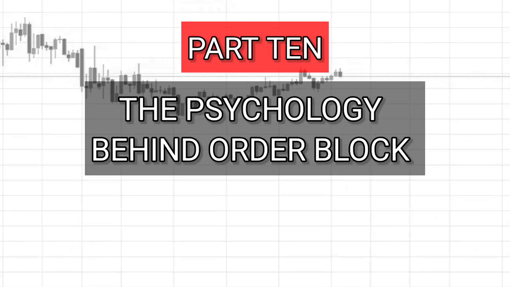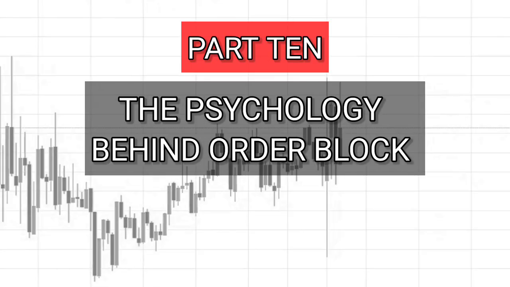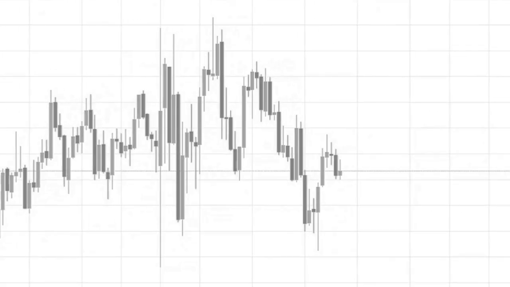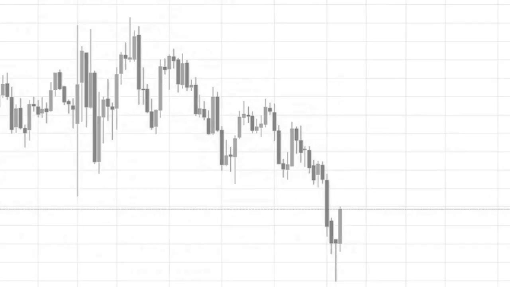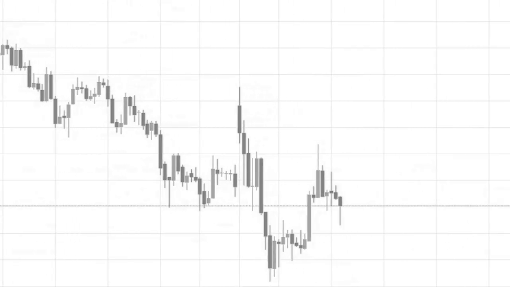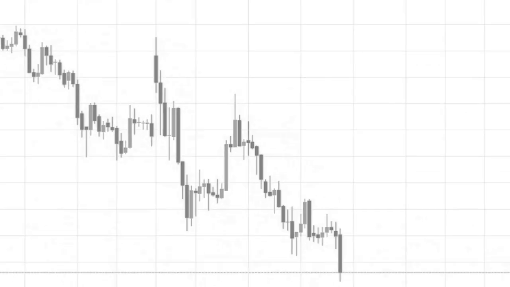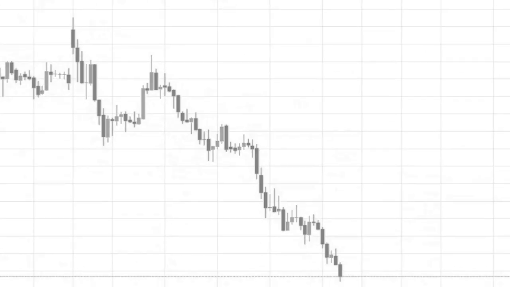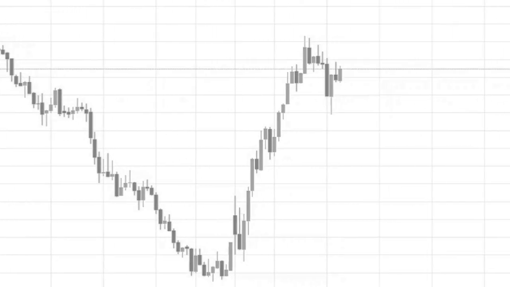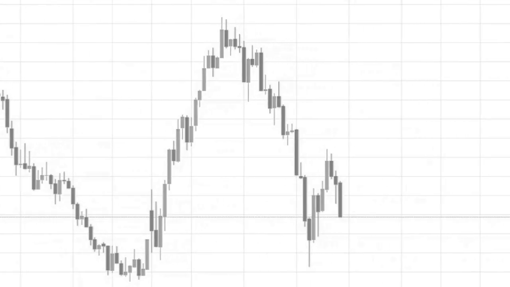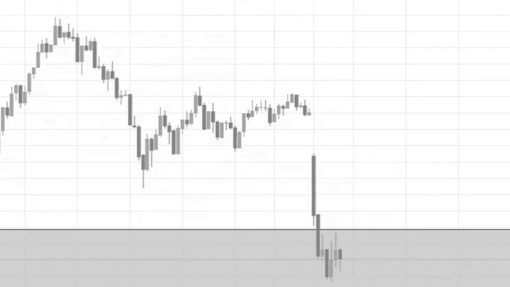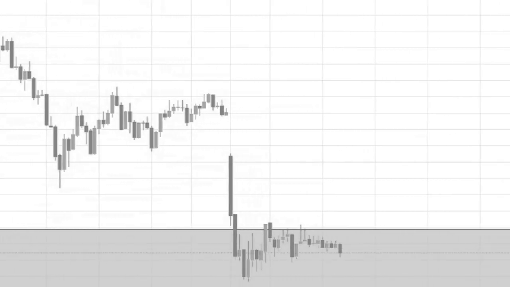Part 10. The psychology behind order blocks. Understanding the why is just as important as understanding the how. Order blocks work because of institutional behavior. Large players can't enter or exit positions without moving the market, so they accumulate or distribute quietly, often disguised as counter-trend moves. When retail traders see a small pullback, they might think the trend is reversing and exit their positions. But that pullback is often the institution accumulating more positions before the next push.